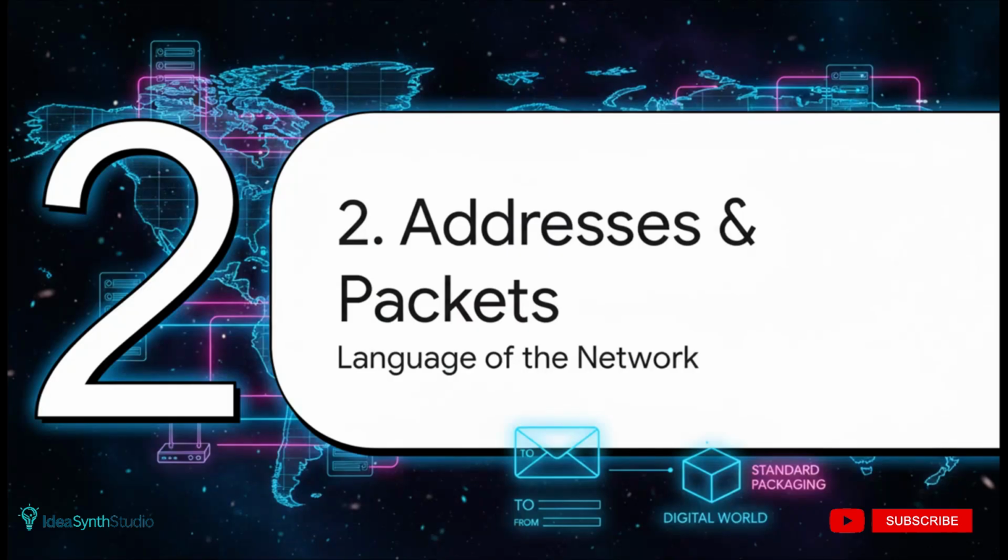Okay, so we've got the big picture. Now let's get a little more granular. Just like the real-world mail, every digital package needs two things: a to and from address, and a standard-size box to put it in. This is the basic language of the network.